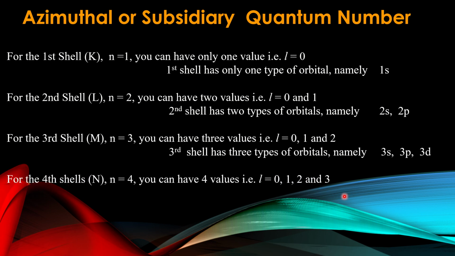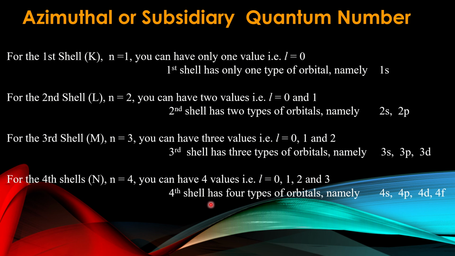In the same way, for the fourth shell, N shell, when the value of n equals 4, then l has four values: 0, 1, 2, 3, because l has the value 0 to 3. That means 0, 1, 2 and 3. For these four values, the types of orbitals are s, p, d and f. So in the fourth shell, there are four types of orbitals, namely 4s, 4p, 4d and 4f. These are the azimuthal or subsidiary quantum number.